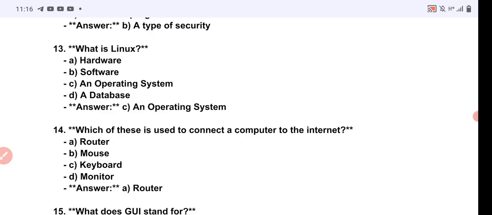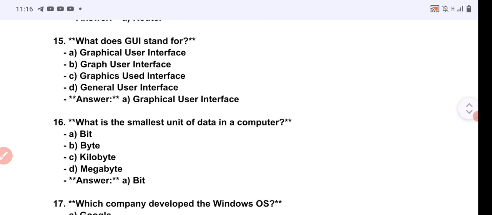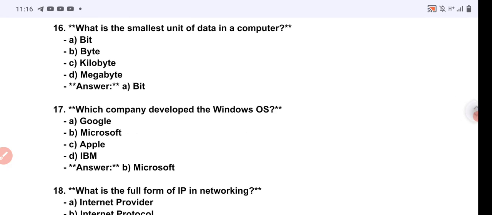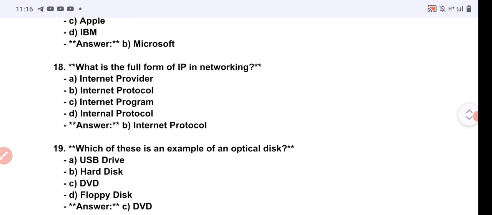Question number 14 है, which of these is used to connect a computer to internet? Router का help से connect करता है. What does GUI stand for? Graphical User Interface. Question number 16 है, what is the smallest unit of data in computer? Bit is the smallest unit of data. Question number 17 है, which company developed the Windows operating system? Microsoft developed the OS.